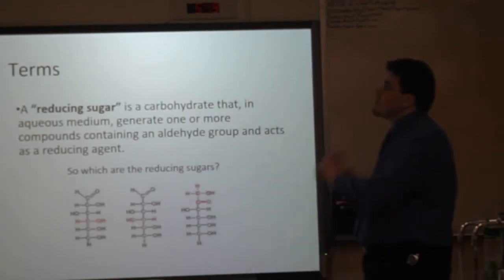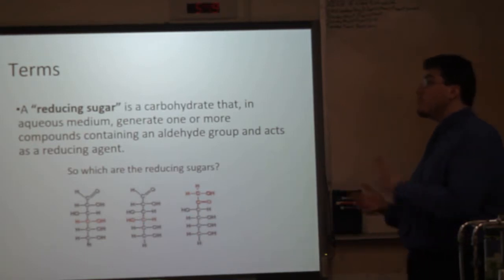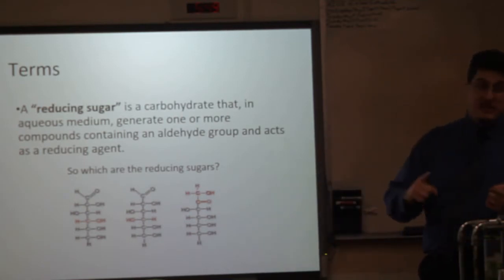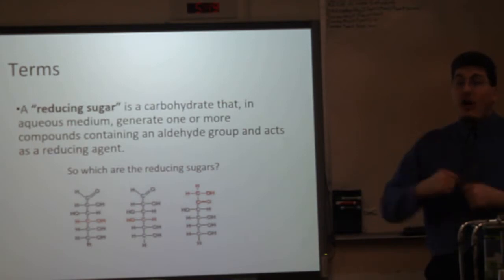A reducing sugar is a carbohydrate that, in an aqueous medium, generates one or more compounds containing an aldehyde group that acts as a reducing agent. Remember, a reducing agent is oxidized and causes reduction.